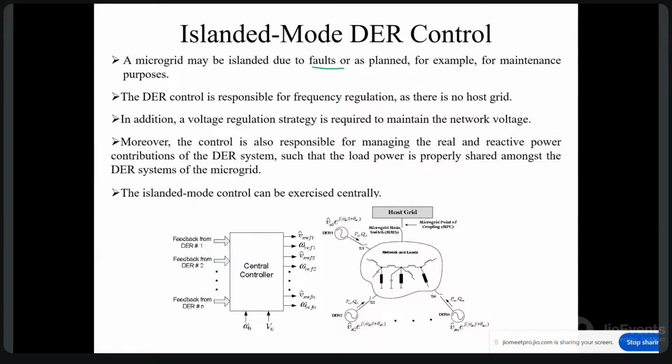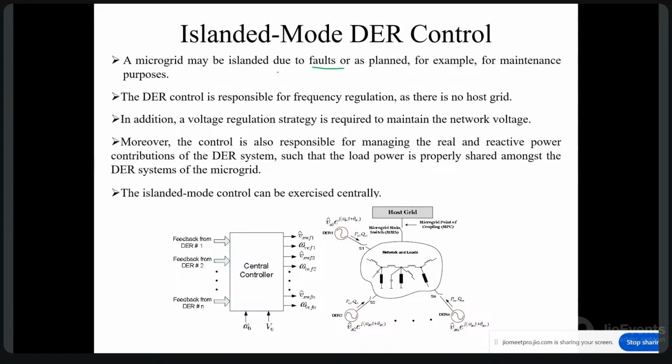The microgrid may also operate in islanded mode because we plan it. Let us say there is maintenance, the grid is getting maintained. It is not a fault; rather, intentionally we have disconnected. In such cases, the microgrid may be operating in the islanded mode. As it is islanded mode, there is no grid. The voltage and the frequency are not defined by any grid, so we have to define the voltage and the frequency.